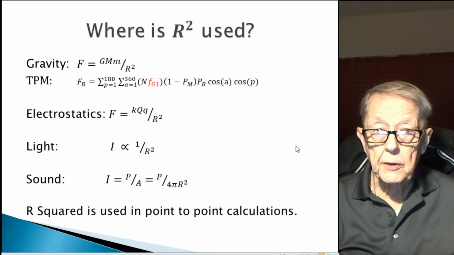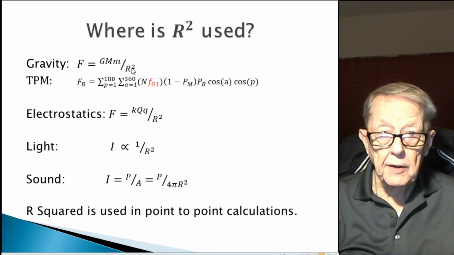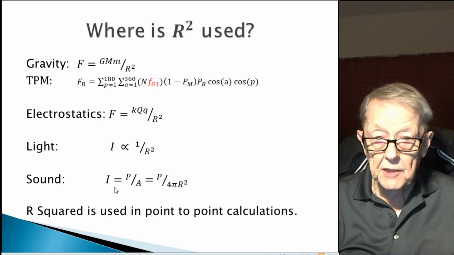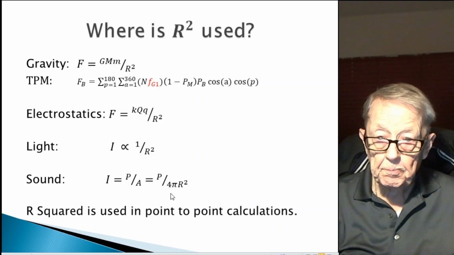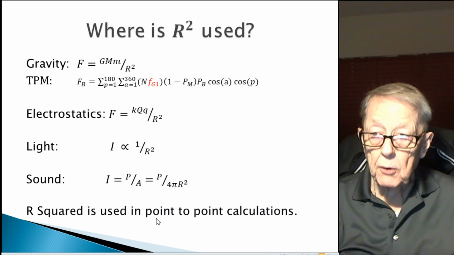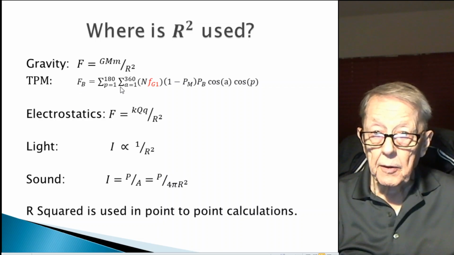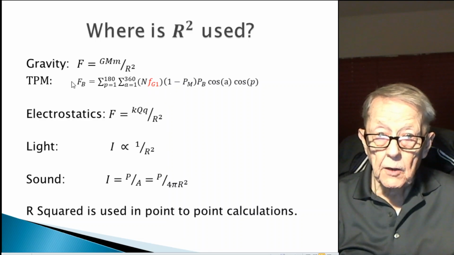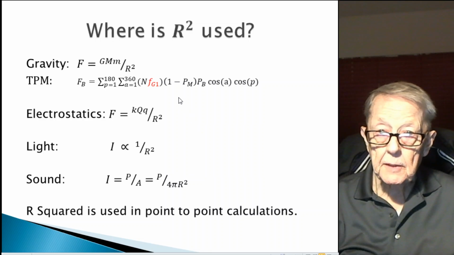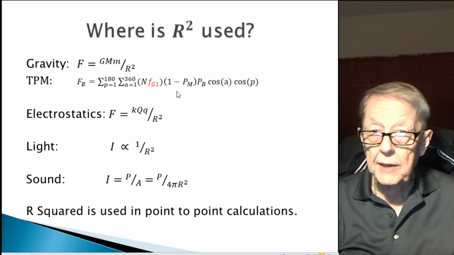So where is R squared used? Well, it's used in a lot of places. Gravity, there's R squared. Electrostatics, Coulomb's law, R squared. Light, intensity is proportional to 1 over r squared. Sound intensity is, again, pressure over r squared. And r squared is used in general in any point-to-point calculation. One of the things that I'm talking about here in terms of r squared is, number one, is it only a matter of distance? And therefore, how accurate is it?